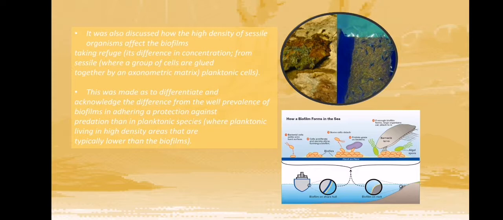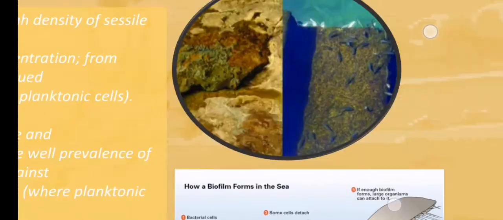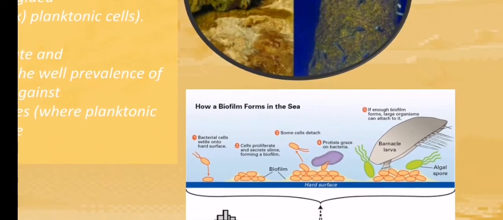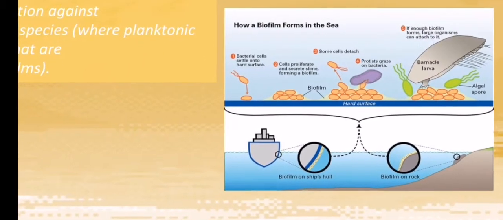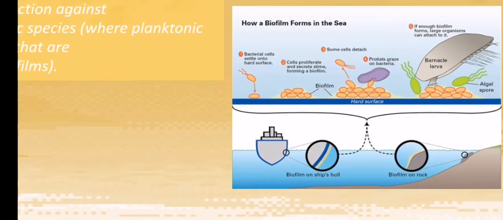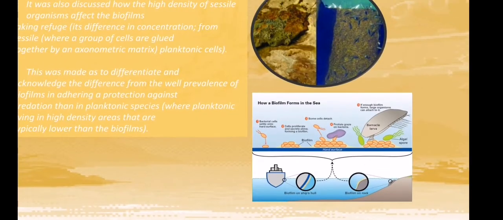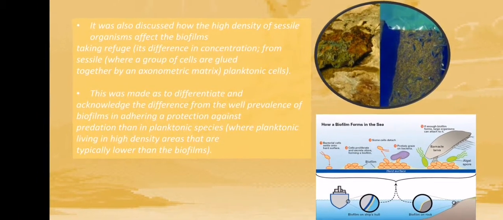So this is how biofilms form in the sea. Bacterial cells settle onto hard surfaces. Cells proliferate and secrete slime, forming a biofilm layer. Some cells detach, through which they go on to other sessile organisms or environments. If enough biofilm forms, large organisms can attach to it, like barnacle larvae, as stated earlier. These are the ones I mentioned earlier, which can be present on a ship's hull or even an abandoned ship in the water. So yeah.